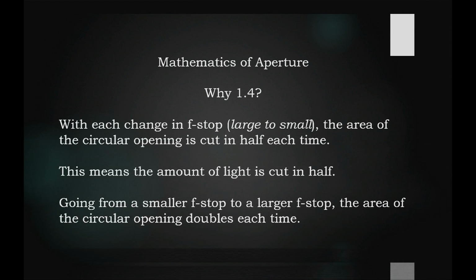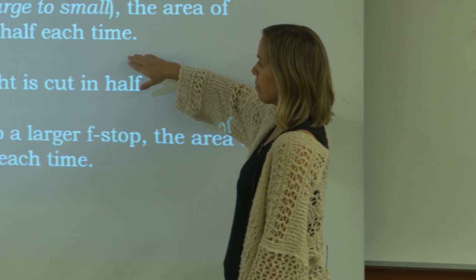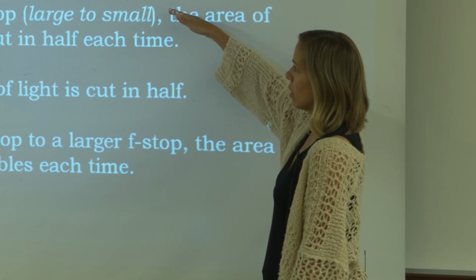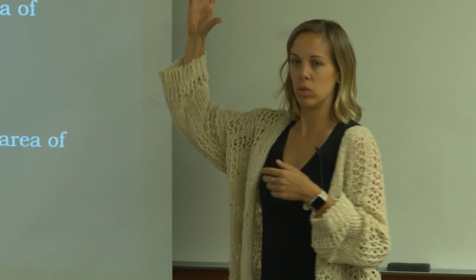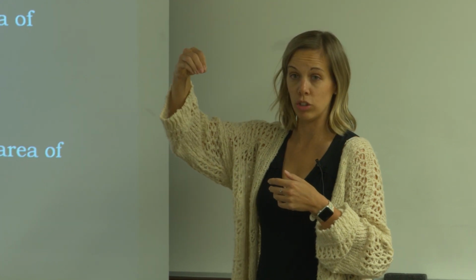Okay, so with every change in f-stop, the area of that circular opening is doubled. So each time we go up from, let's say, 1.4 to 2, we're doubling the area of the circle, okay? But when we're going from a large aperture down, then we're cutting it in half. So we're going to talk about it to figure out why we use 1.4. We're going to talk about it as if we were going from a small aperture to a larger one.